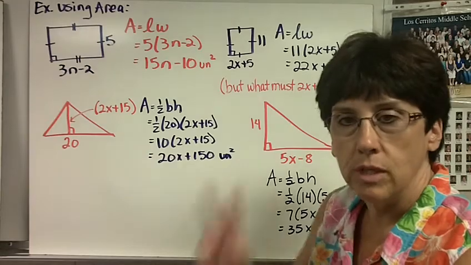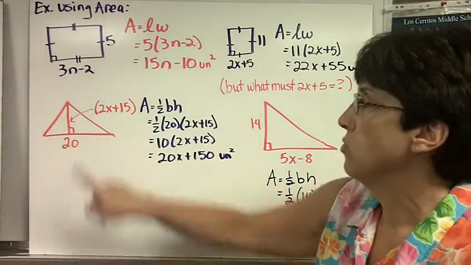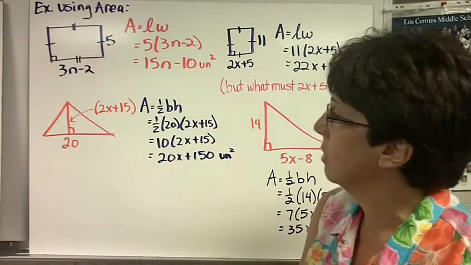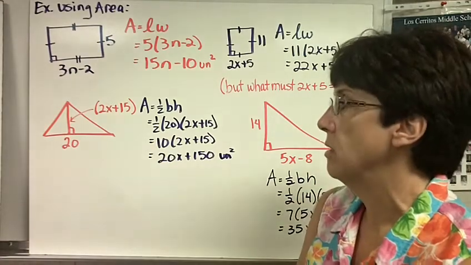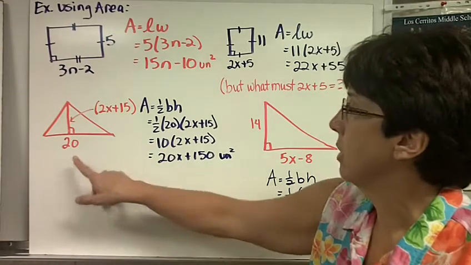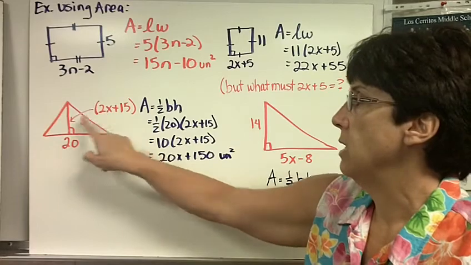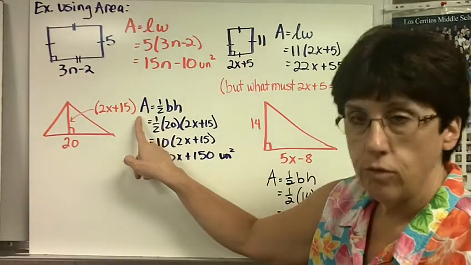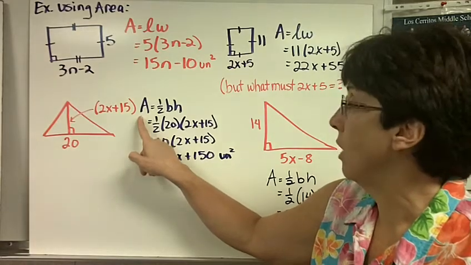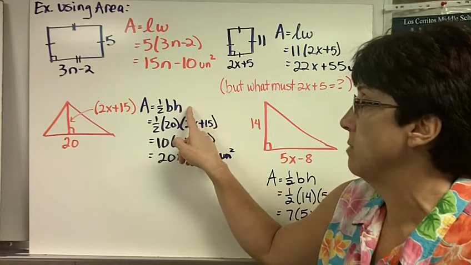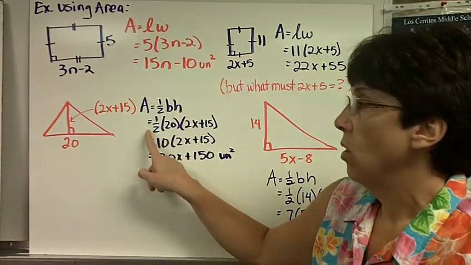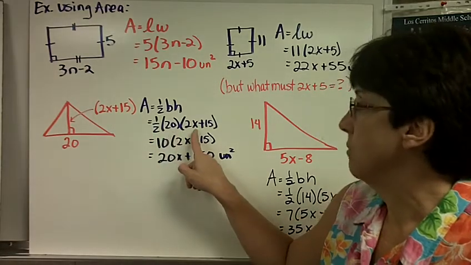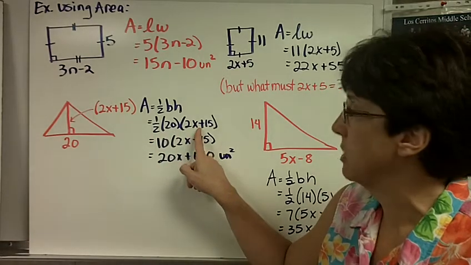All right, now we have two triangles. This first triangle looks like a scalene triangle. I didn't put any marks on it, so I can't tell, but it's definitely not a right triangle. All right, the base is 20. The height is 2x plus 15. Area, formula of a triangle, area equals 1/2 times the base times the height. So 1/2 times 20 times the quantity 2x plus 15.